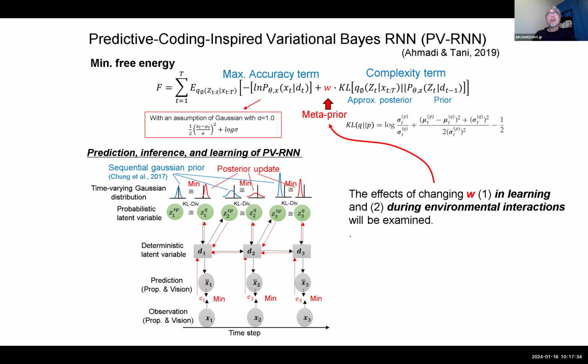Okay. Next I'm going to show some simulation, where we look at the effect of this meta-prior W. First, in the learning in the simulation, and also in the robot experiments, we look at this effect during environmental interaction by the robot. So that will be examined. We focus very much on this meta-prior. This parameter is very important in my talk today.